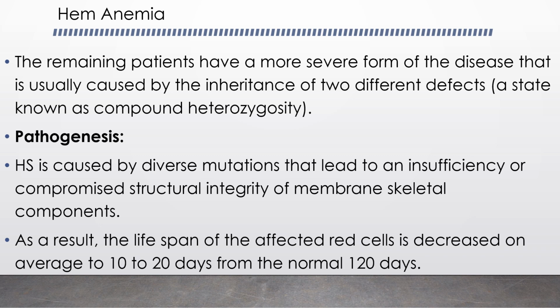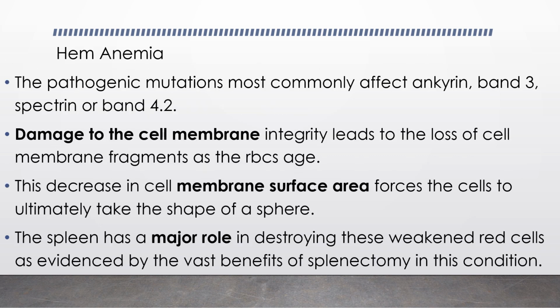Lifespan comes down, average 10 to 20 days instead of the normal 120 days. So much less. Mutations most commonly affect ankyrin, band 3 protein, spectrin, or band 4.2. All of these form structural components of the RBC cell membrane and the supporting structure of fibers and globular proteins below the membrane inside the cell, which give it strength and flexibility.